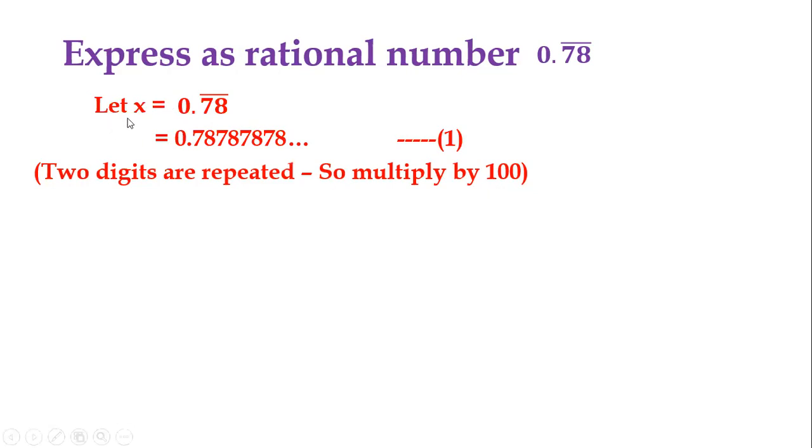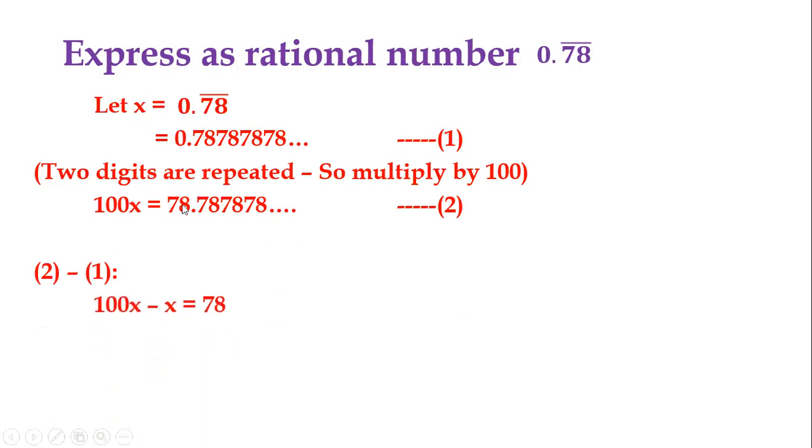So when I multiply x and 0.787878 by 100, this will become 100x. I will move two digits to the left hand side, 78.787878 and so on. Now I am going to find equation 2 minus 1. I am going to subtract 100x minus x. So what will be the answer now? 100x minus x is equal to 78 minus 0.